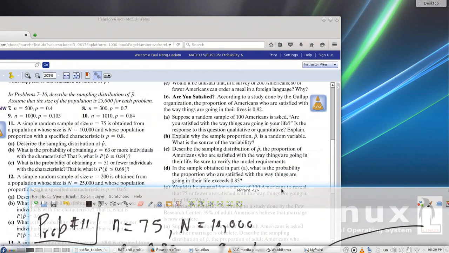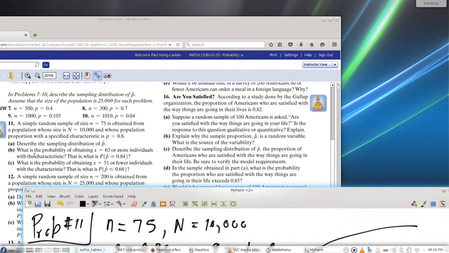Well, B actually asks us, what is the probability of obtaining X, which is the number of observations, equal to 63 or more individuals with a characteristic, and that is, what is the probability of p-hat greater than or equal to 0.84. So here this is basically two questions of the same thing. Let me outline the first question, and it is basically one and the same with the second question, to be exact. So let's start with that.